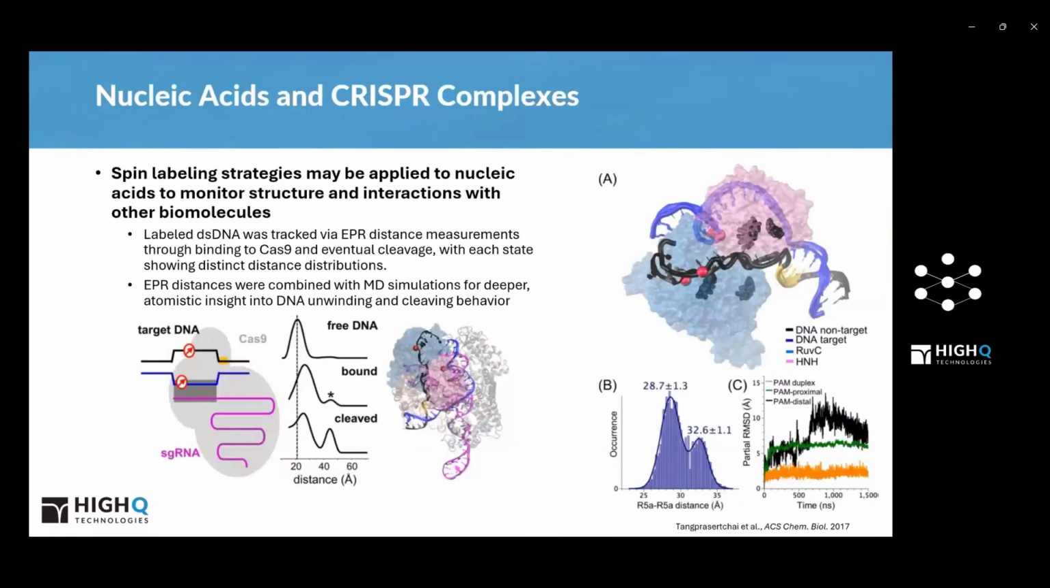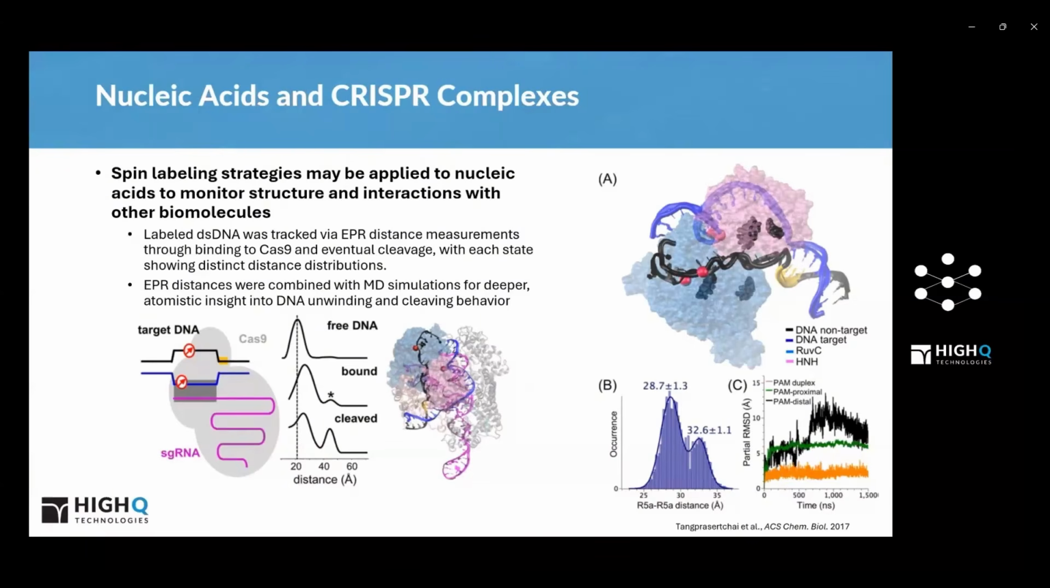And as the last topic, I talked a little bit about labeling nucleic acids. As the last example, nucleic acids and CRISPR complexes are also a huge topic, and spin labeling strategies can be easily used to incorporate spin labels into these nucleic acids, and even into proteins and nucleic acids at the same time to probe the interactions between them. This group specifically took a DNA associated with a CRISPR complex and labeled each individual strand of that DNA.